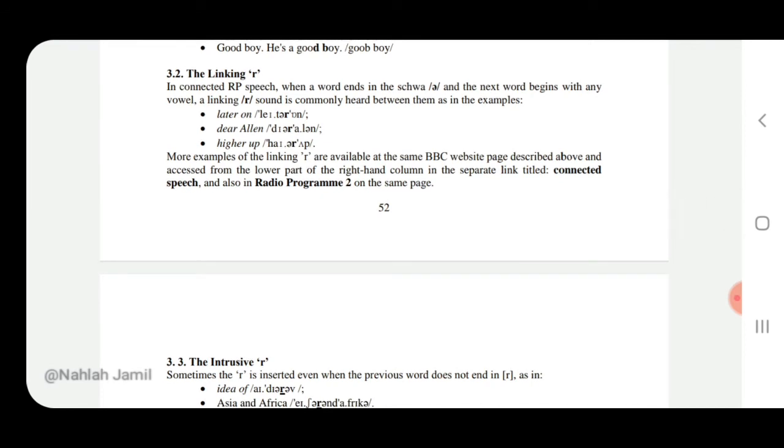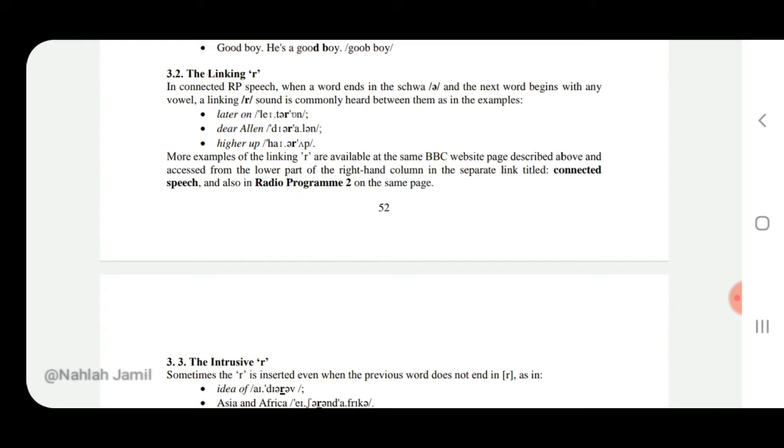Okay, so let me tell you something. Britons are having a problem with the sound R, okay? Sometimes they don't want to pronounce it when it is there, and sometimes they have a specific rule to pronounce it, or when it's not there they just want to pronounce it. So we are going to see the first case, that's the linking R, the rule that applies for pronouncing the sound R.